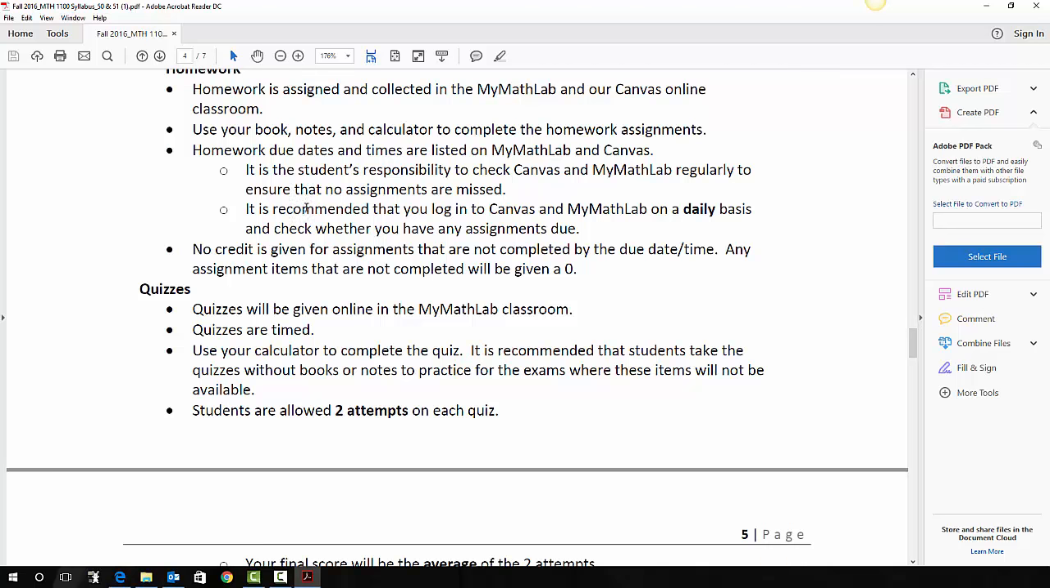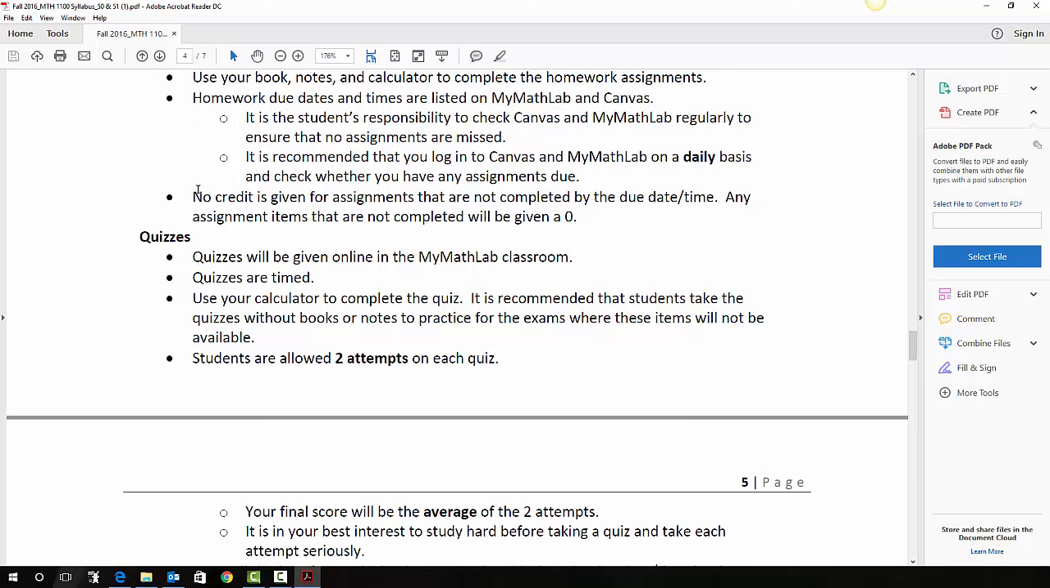And I recommend that you log into Canvas and MyMathLab on a daily basis, just to check and make sure that you're getting all of your assignments done, and also being aware of what's going on in the course. So I'll show you how to do that. When you log into MyMathLab, the way it's recommended is that you log into Canvas first, because we're going to link the two, so it's a single sign-on, and it will prevent any errors from happening if you do it the way that I'll show you.